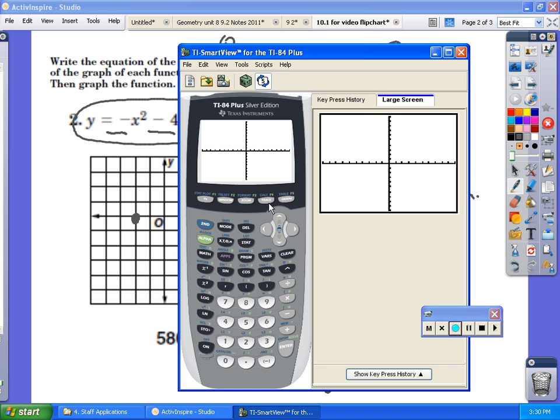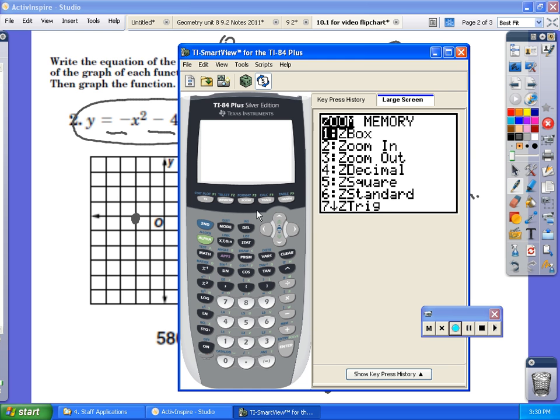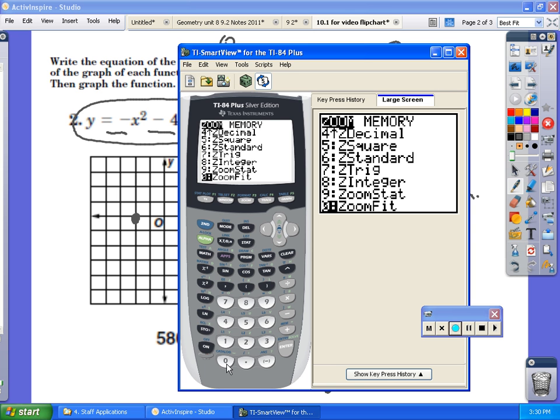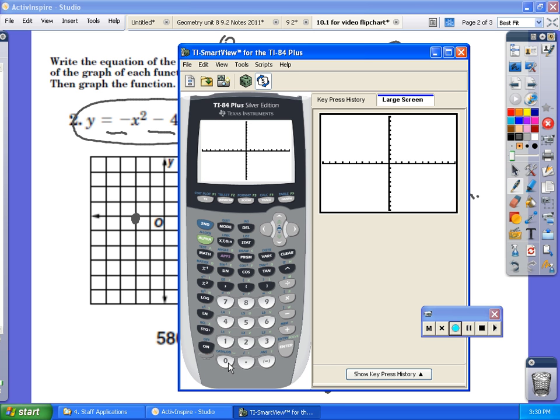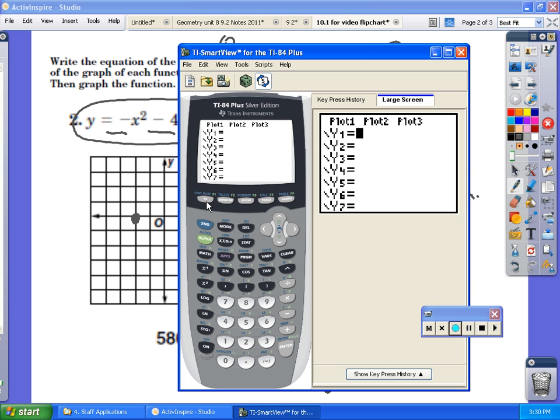So the first thing I'm going to try is the zoom button. And when I hit zoom, zoom 0 is best fit, which they think would be the best fit of this parabola. So when I hit zoom 0, doesn't seem like anything's coming up. For some reason I deleted my equation, so let me go ahead and put that in again.